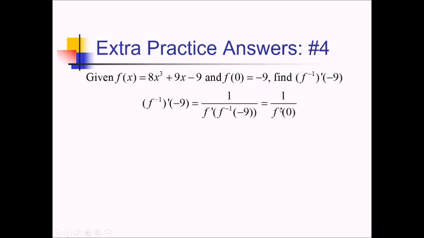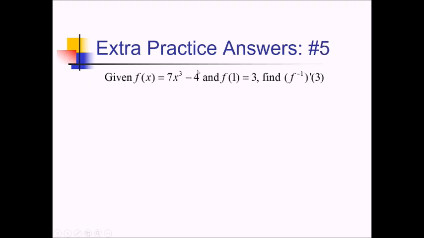Now let me actually say a little bit more about f prime. So I'm going to need to take that derivative at this point. Using the power rule, we've got 24x squared plus 9. And then f prime of 0 is just going to be, well, this first term zeroes out, so that's just 9. So then I can just replace this f prime of 0 with 9 and come up with my final answer of 1 over 9.